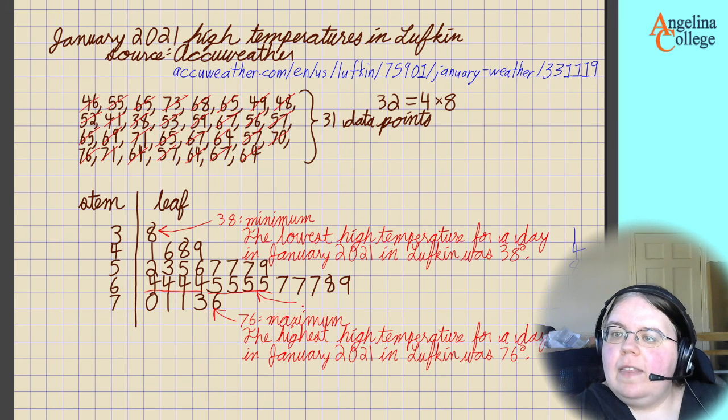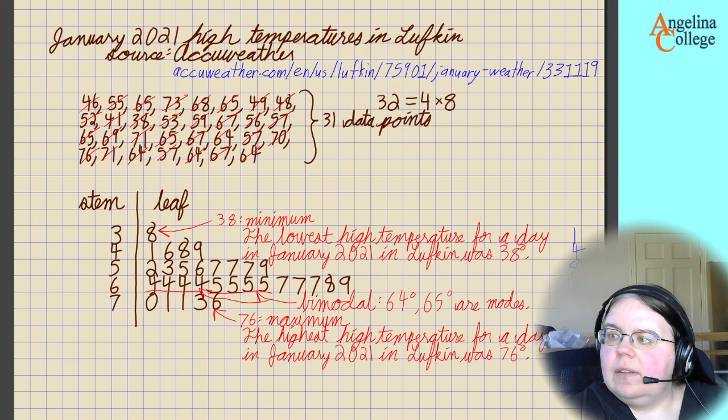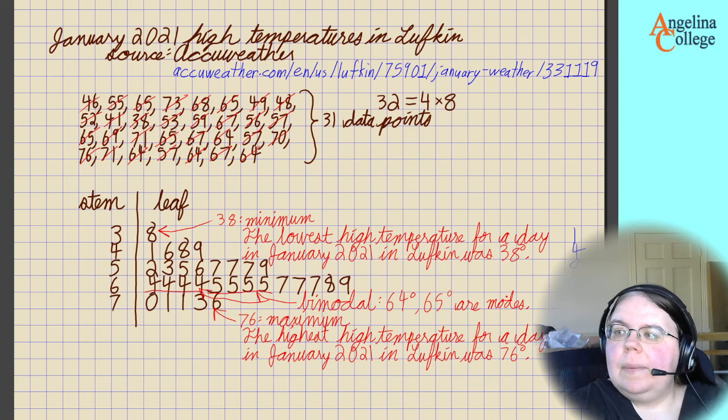So I would say that this data set is bimodal, where 64 degrees and 65 degrees are the modes. And so there you can see some information that you can find from a stem and leaf plot, and how you can read numbers from a stem and leaf plot, and how you can make a stem and leaf plot from a data set.